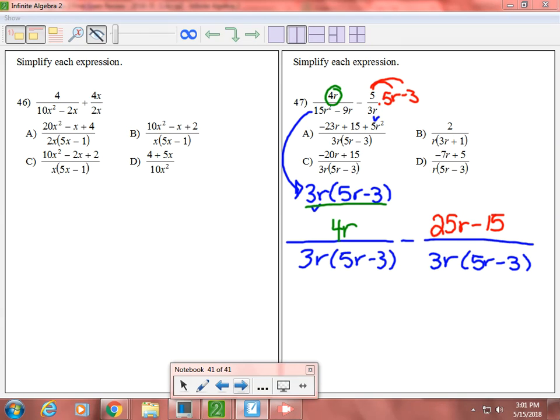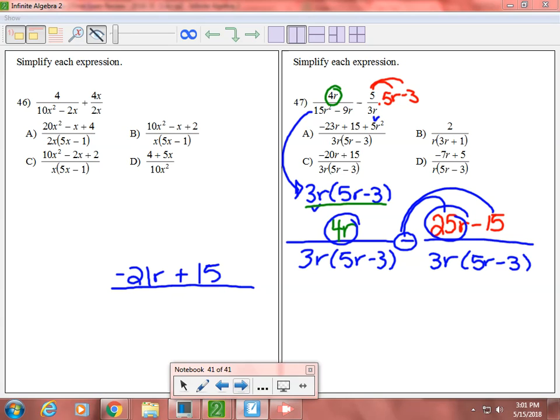So now I'm going to write this all as one big fraction. So now I have negative 21r because I took 4r minus 25r. And then plus 15, because this had to go to both of those. And my denominator on this is still 3r and 5r minus 3.